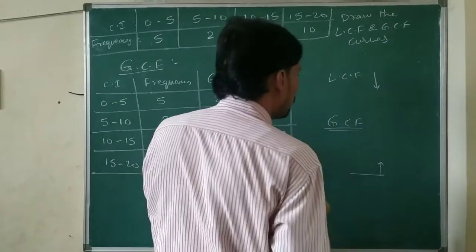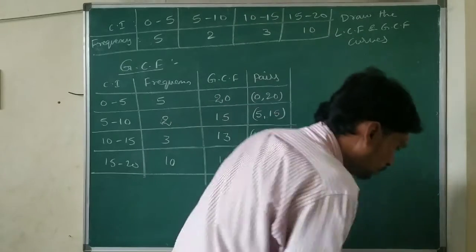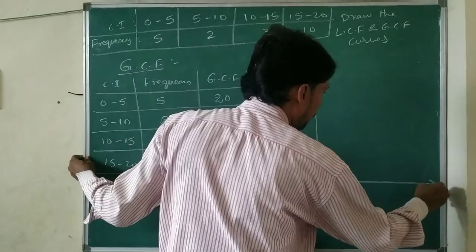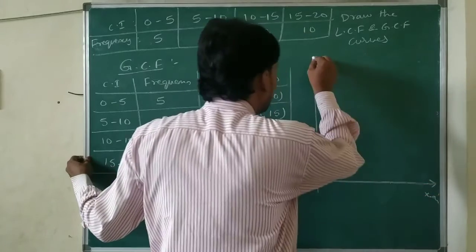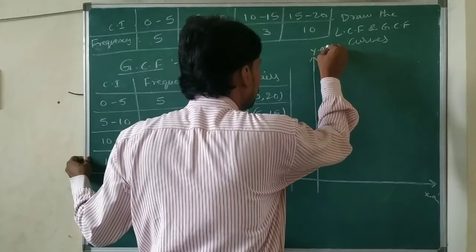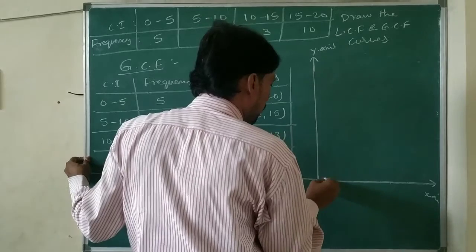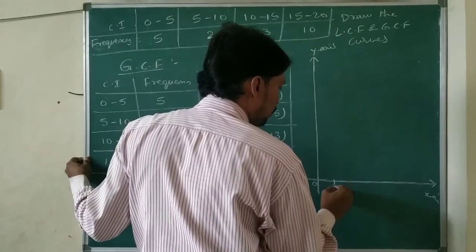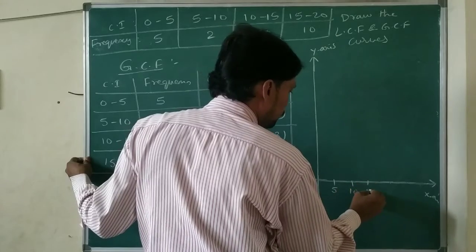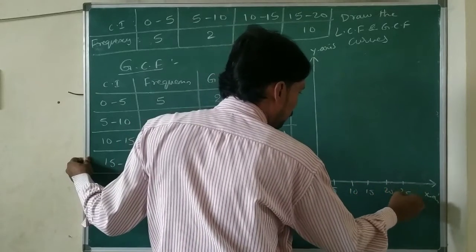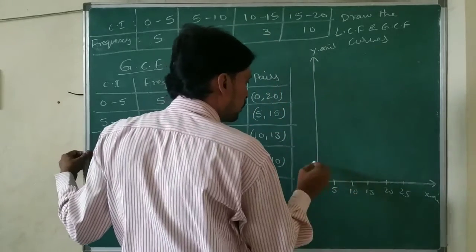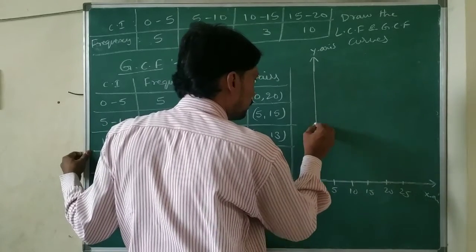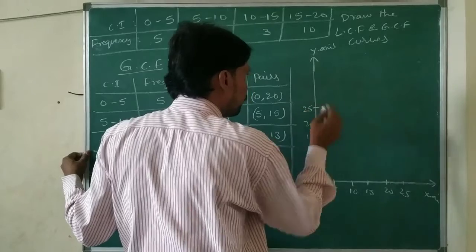Now we need to draw the graph. So this is the x-axis and this is the y-axis. The axes intersect at the point 0. On the x-axis, the right side values are positive: 5, 10, 15, 20, 25, up to 25 units I took. On the y-axis also, same as it is, I am taking 5, 10, 15, 20, 25.